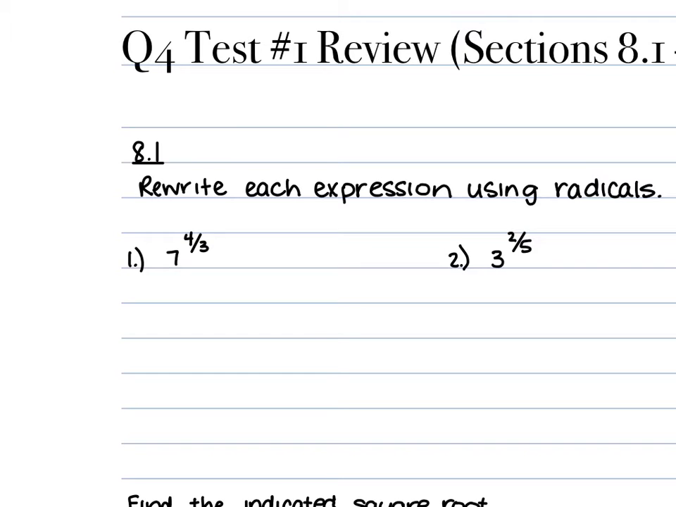So remember that the denominator in our exponent is our index, and then the numerator is our power. So this is going to be the cube root of 7 to the 4th power. And then you can also write this as the cube root of 7, to the 4th power, like this as well. Totally up to you which way you want to write it.